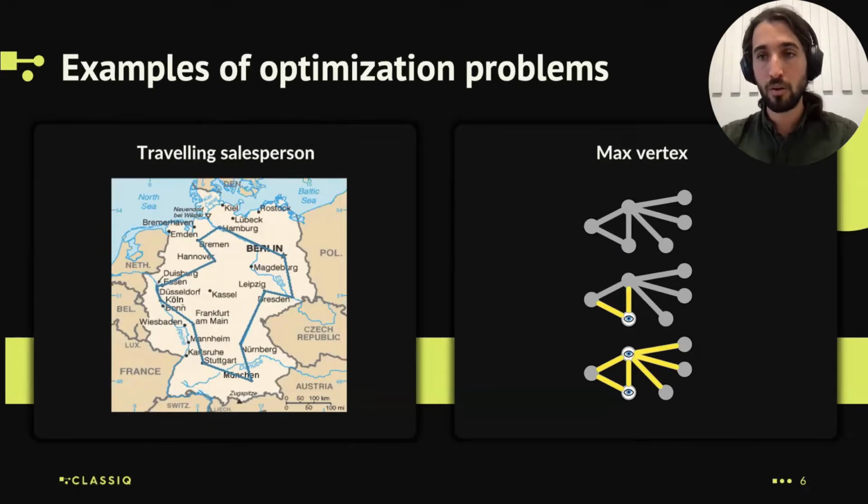Another problem also in the field of graph theory is max vertex cover. Here, let's see how it's defined. We have some kind of general graph. What is a graph? Just some vertices and the connections between these vertices. Those are the edges. And here we want to choose a subset of the vertices in such a way that we cover the most number of edges.